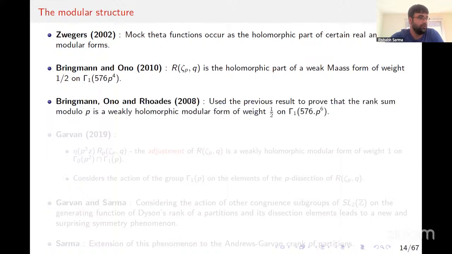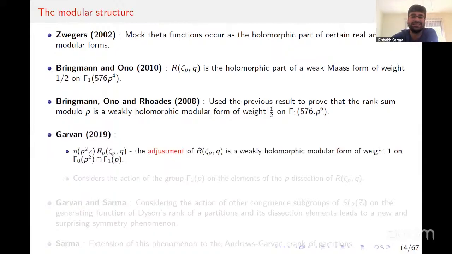Bringmann, Ono, and Rhoades used this result to prove that the rank sum modulo p is a weakly holomorphic modular form of weight 1/2 on Gamma_1(576 p^6). And many years later, Garvan, in a paper that appeared in the Transactions, showed that the adjustment of the rank generating function, which is to say the same rank generating function with some correction factors, which creates this function R_p times the eta product, eta(p^2 z), is a weakly holomorphic modular form of weight 1 on the large congruence subgroup Gamma_0(p^2) intersection Gamma_1(p).